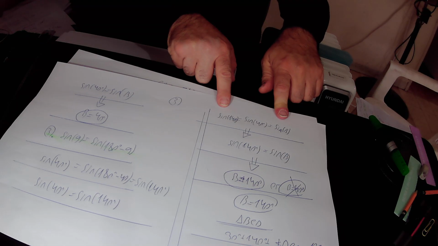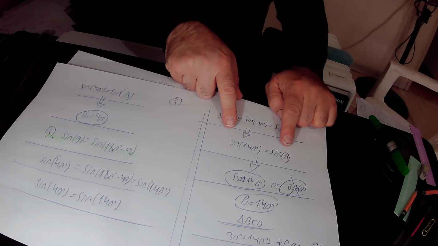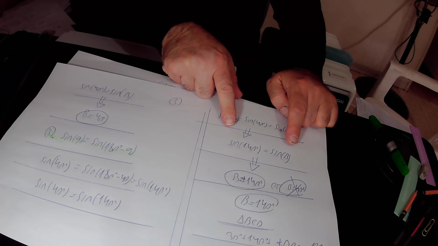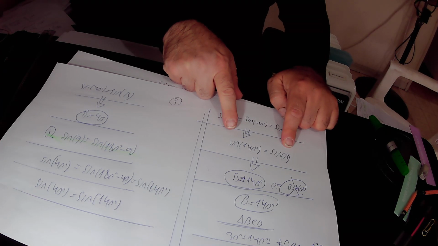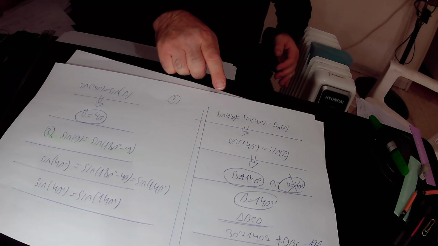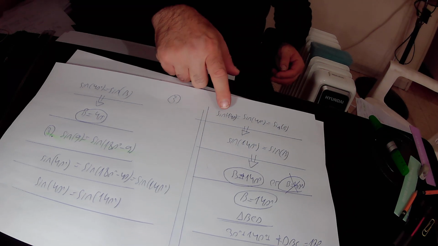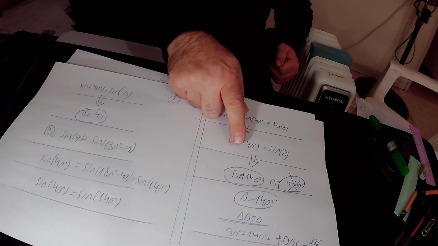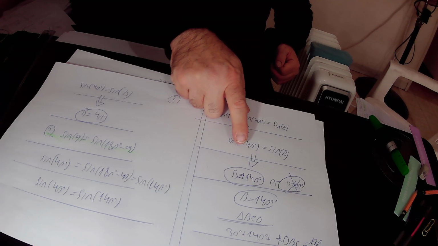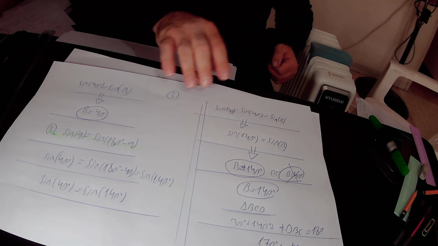Those two sides of the equation are equal to each other. Sine 140 degrees equals sine beta. If sine 140 degrees equals sine beta, it means that beta equals 140 degrees in size. So according to the second solution, beta equals 140 degrees in size, and according to the first solution, beta equals 40 degrees in size.